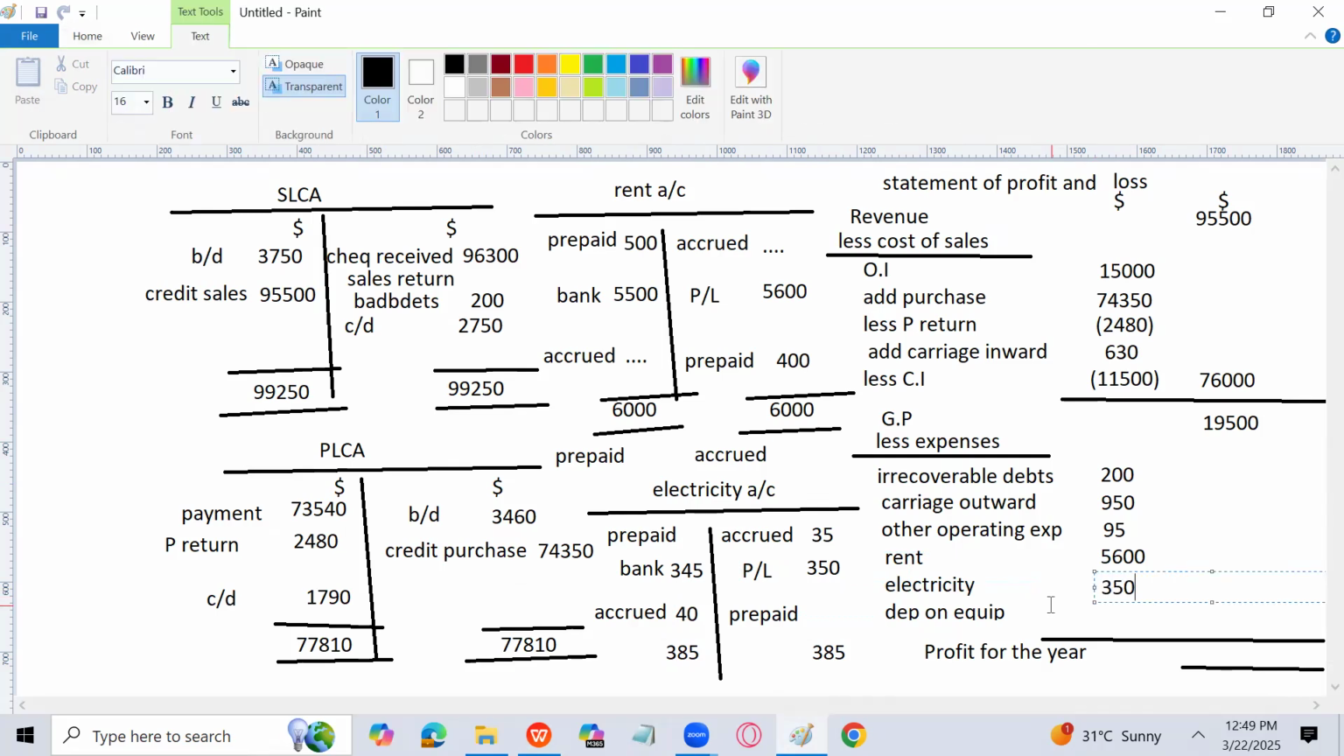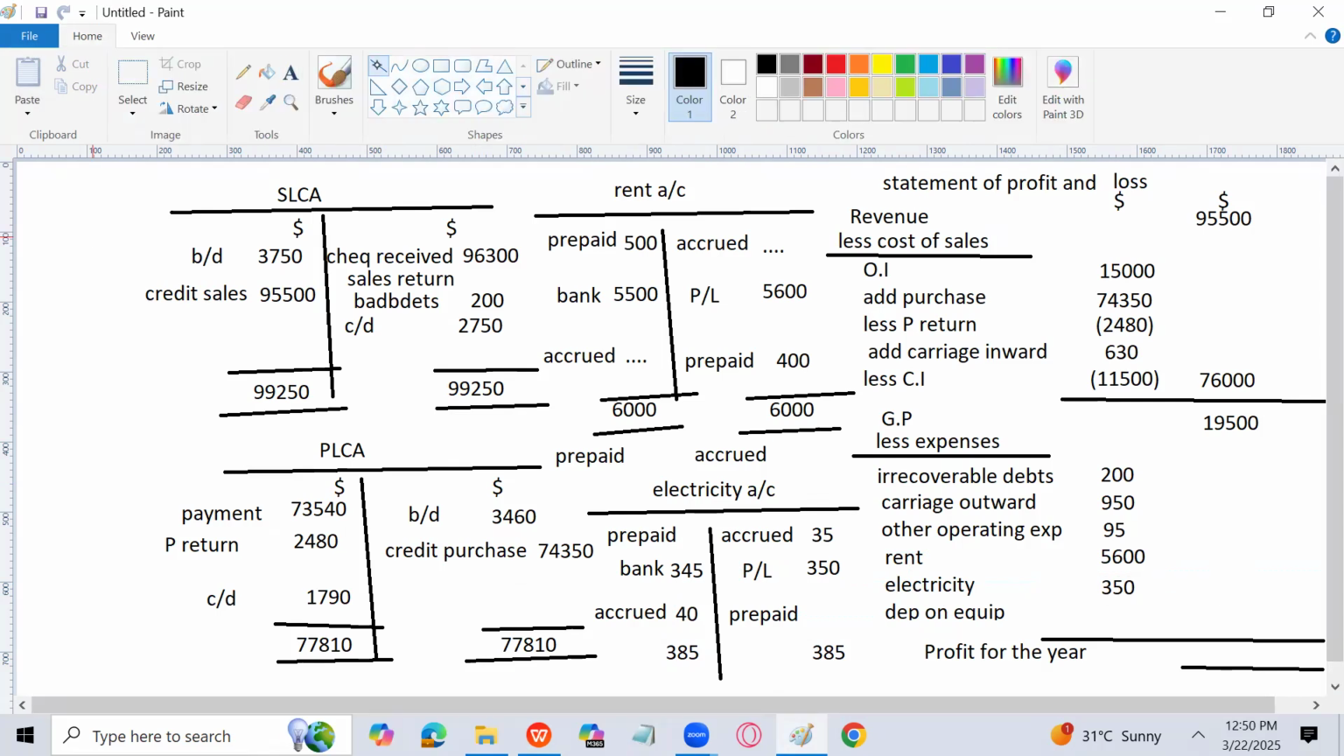So I have written, I have gone for the electricity expense figure. So this is how I have done that. Understood? Okay. Next is the depreciation. Remember that we have to prepare the depreciation account also. Oh, asset account also to calculate depreciation.